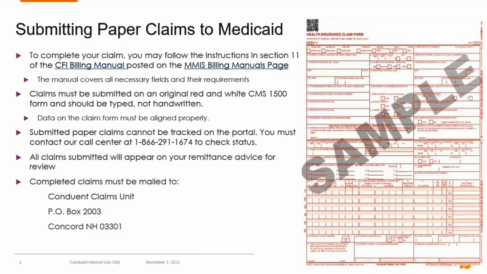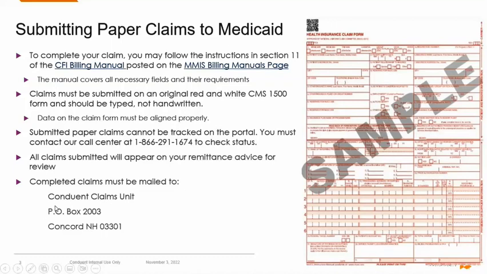One thing with paper claims is if you send a paper claim, you cannot track the claim on the portal. You would have to call our call center to check status. Our call center number is right here, 1-866-291-1674. You would call them and use your Medicaid ID number and HIPAA verify over the phone before you could get any claim information.